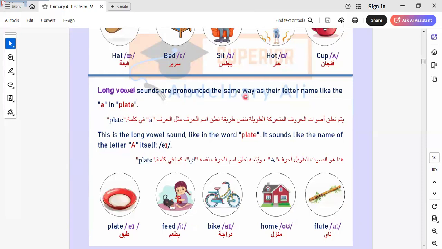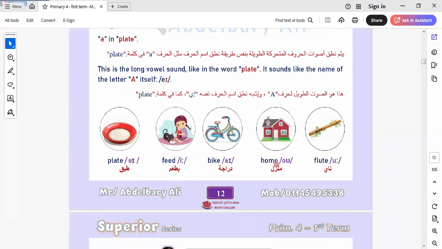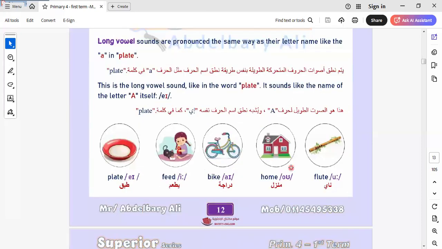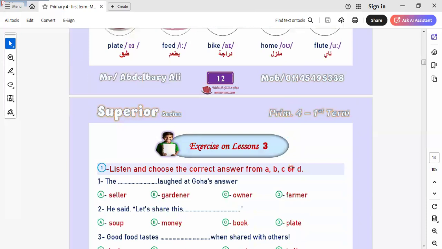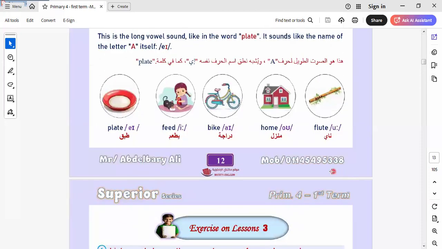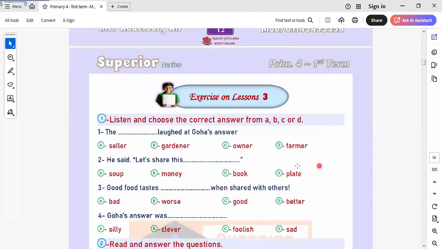Long vowel sounds are pronounced the same way as the letter names. Here we have plate, feet, bite, home, and flute. When we look up a word in the dictionary, we see this sign of long vowel, and this is the sign of short vowel. We must make a difference between them. I think in the exam we can't have pronunciation or phonics, but we must know it, because this is a language, and we must know the pronunciation and the phonics of every word in English, how to pronounce the words in the correct way.